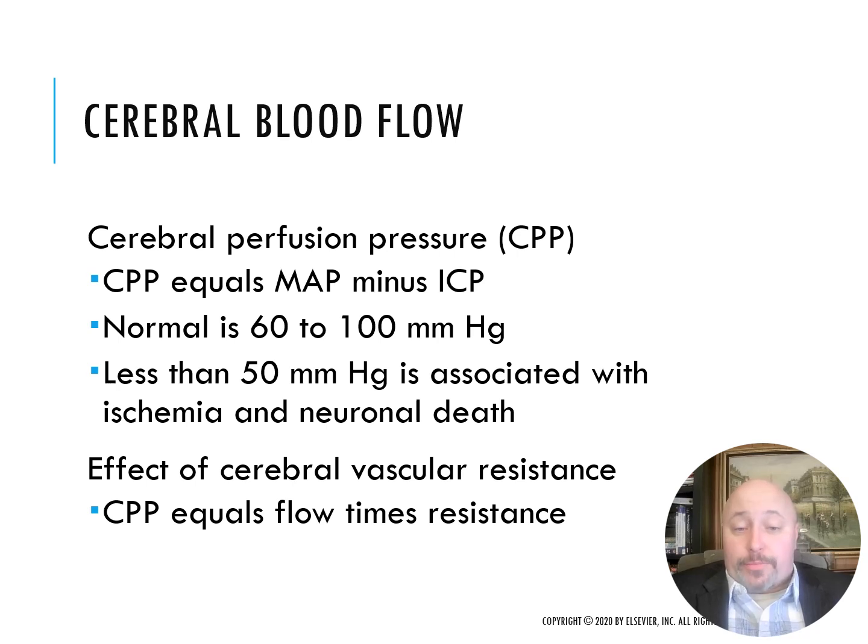Cerebral perfusion pressure. The CPP equals the MAP minus the ICP, the intracranial pressure. A normal would be 60 to 100. Less than 50 is associated with ischemia and neuronal death. The effect of cerebral vascular resistance is that CPP equals the flow times resistance.